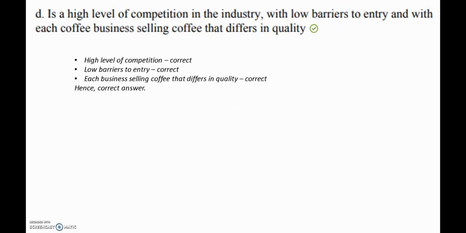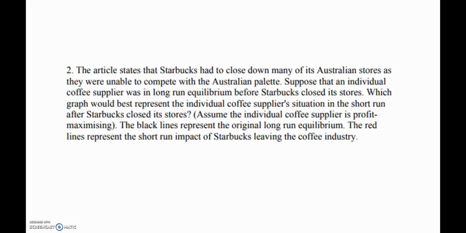Answer D states that the competition in the coffee industry is high. This is a characteristic of monopolistic competition, where a market should have many buyers and sellers. It also states that the barriers to entry are low, another characteristic of monopolistic competition, which should have free entry. Additionally, it states that each firm sells coffee that differs in quality. This is also a characteristic of monopolistic competition, where the products are similar but not identical, making it imperfect competition. Hence, answer D is the correct answer.